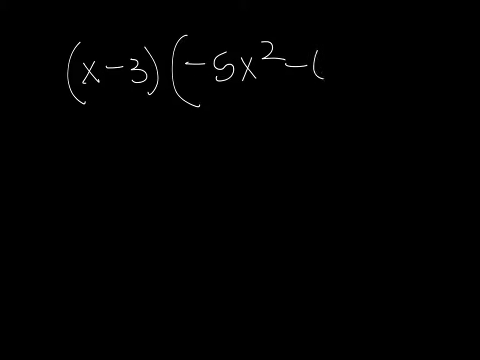All right, try one by yourself. I know this is a little weird, but go ahead and try it. x minus 3 times the quantity negative 5x squared minus 6x plus 9. All right, go ahead and try it by yourself and then come back and see if we agree.